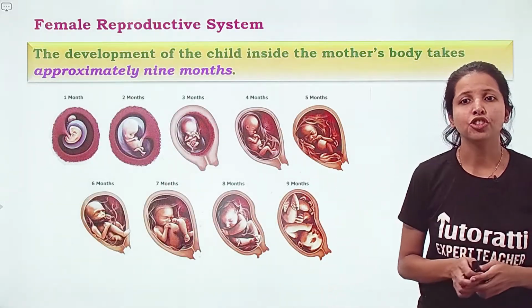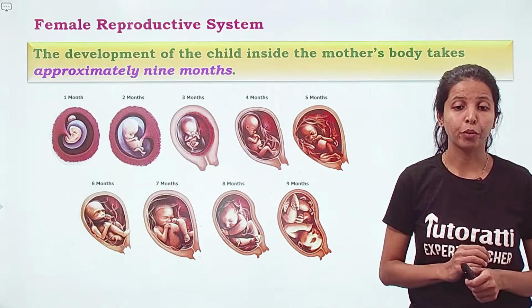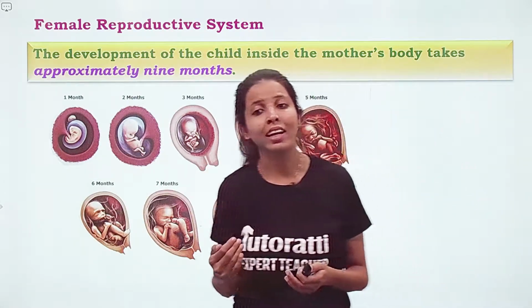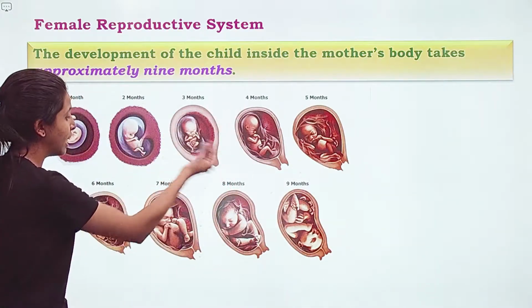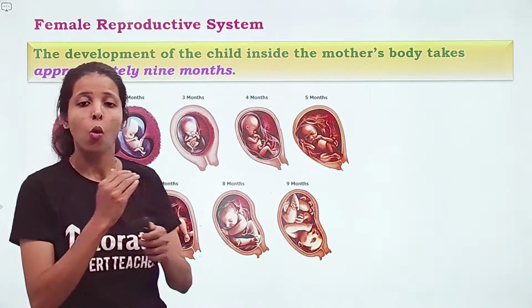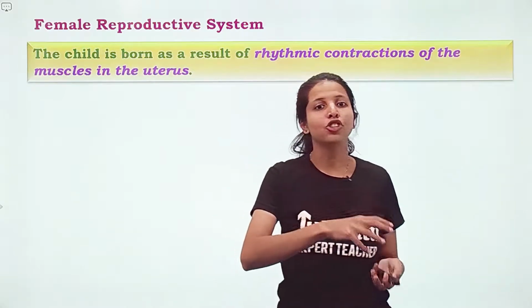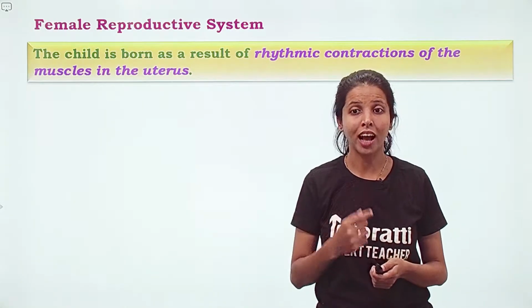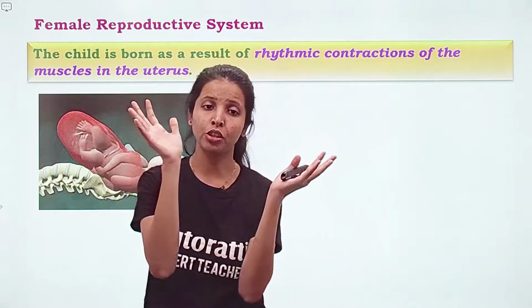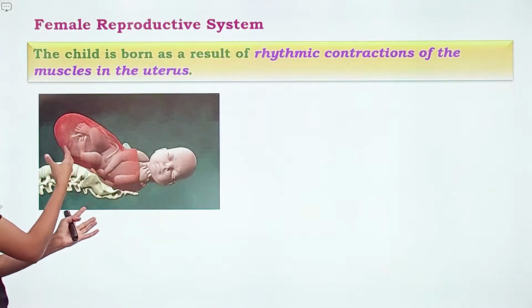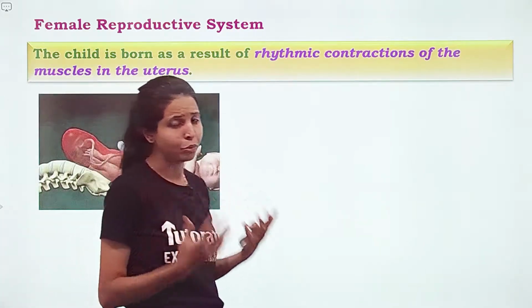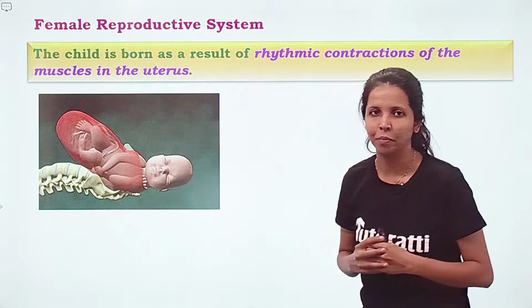The development of the child inside the mother's body takes approximately 9 months. This is something we are already aware of. Pregnancy is 9 months long. Why? Because that much time is needed for the child to develop. Once the 9 months are done, the child is going to be born, of course. How? Through rhythmic contraction of the muscles of the uterus. The muscles of the uterus contract, as you can rightly see. They contract and thus the child is born. So this is the beautiful journey of child development.